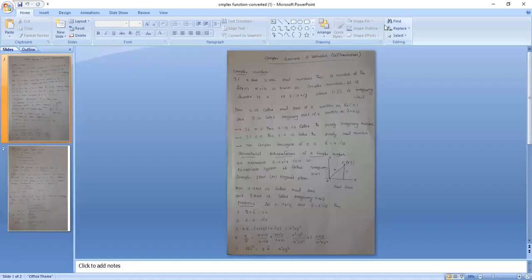Good morning to all. Today we are going to discuss complex analysis. In complex analysis, we are going to discuss the complex functions of variables. It has so many applications in the engineering field, such as nuclear engineering, aerospace engineering, mechanical engineering, and electrical engineering.